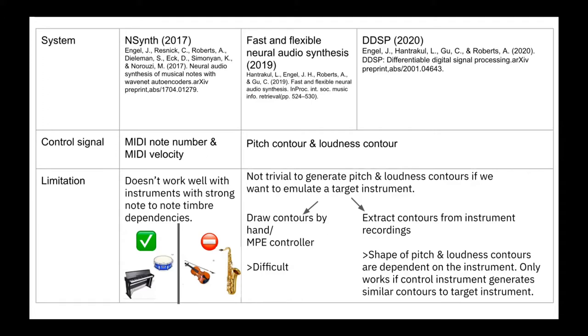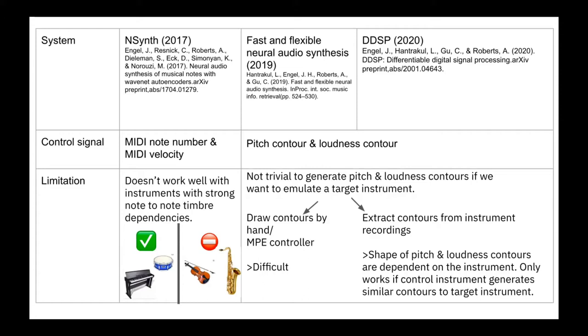for example. More recently, fast and flexible neural audio synthesis and differentiable digital signal processing used continuous pitch and loudness contours to condition their synthesis models. This continuous control means that we can now expressively emulate instruments even if they have strong note-to-note timbre dependencies. We can generate these pitch and loudness contours either by drawing them in by hand or by using an MPE controller, but we can also extract these contours from instrument recordings.